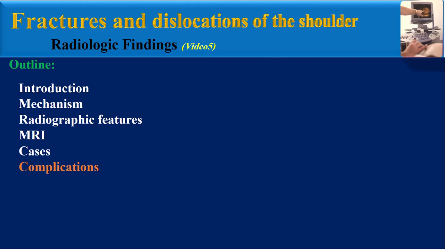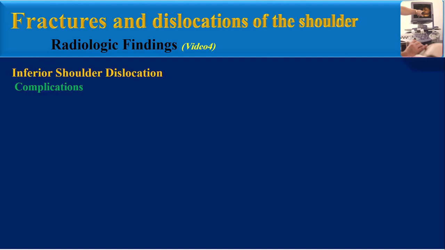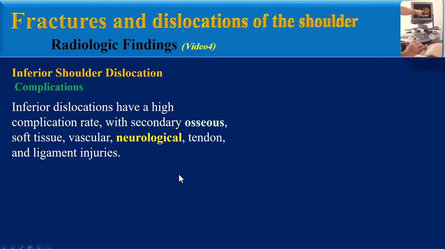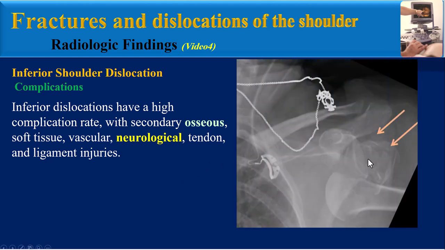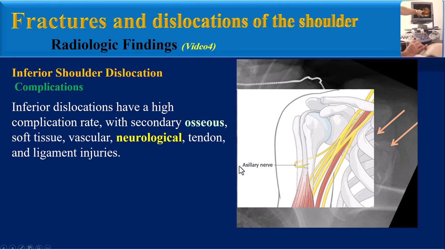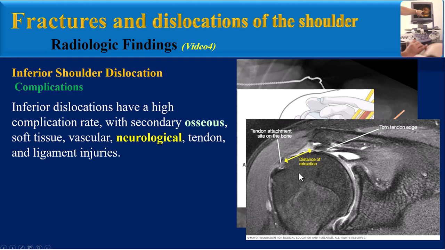Complications of the inferior shoulder dislocation. Inferior dislocation have a high complication rate with secondary osseous injuries such as humeral head fracture, soft tissue, vascular and neurological injuries, especially axillary nerve injury, and tendon and ligament injuries like rotator cuff tears.